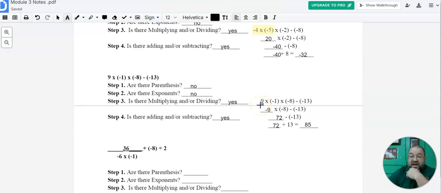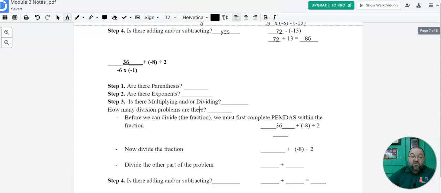Exactly right. 9 times -1 is -9. -9 times -8 is 72. Again, two negatives make a positive. And then we have 72 minus -13. The additive inverse is plus +13. So 72 plus 13 is 85.